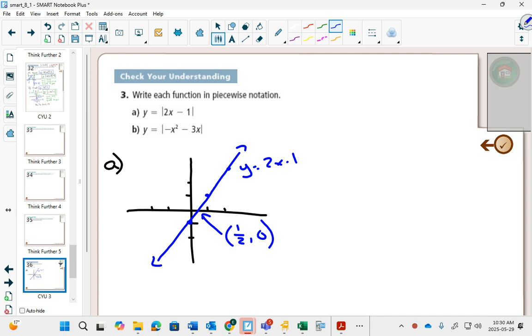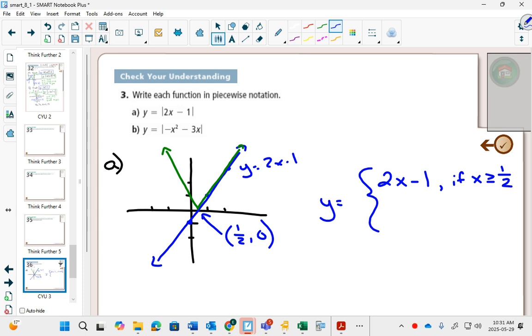Then the absolute value graph, this part would stay the same, and this part would get flipped up. That's our absolute value graph. It's going to have two pieces. So to draw the piecewise notation, right, y equals, the one piece is the piece that stays the same. That's 2x minus 1. And that happens if x is bigger than or equal to a half.